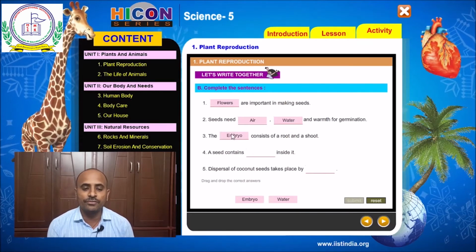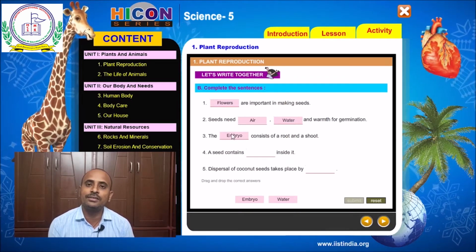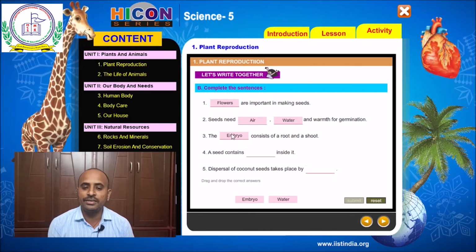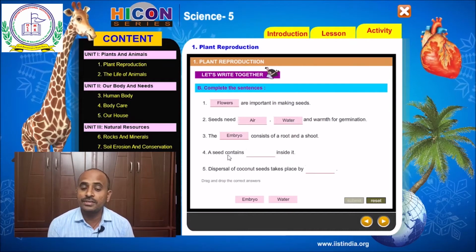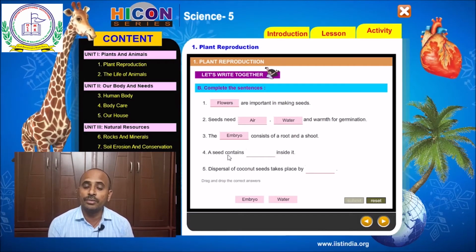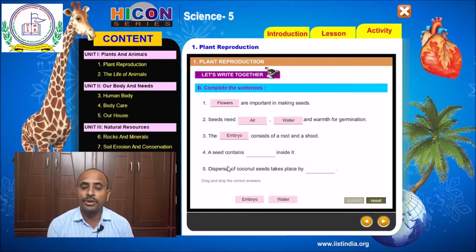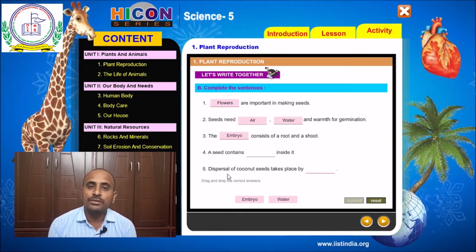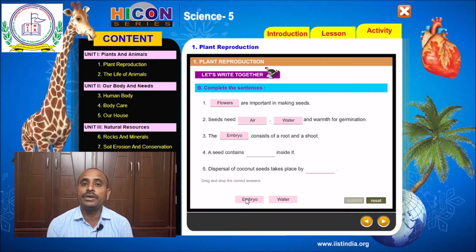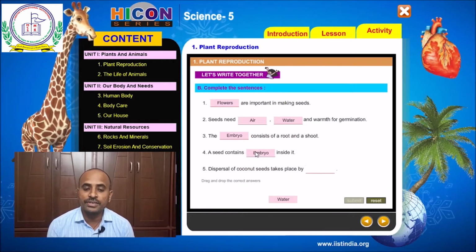So children, read the fourth sentence. A seed contains dash inside it. So already we have discussed that a seed contains a tiny plant which is called embryo. So the answer for the fourth sentence is embryo. So the fourth sentence is a seed contains embryo inside it. So children, read the fifth sentence.